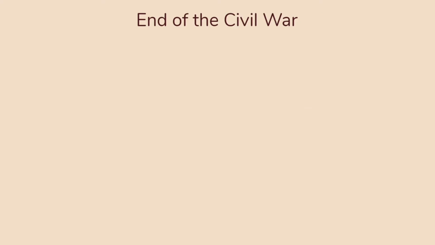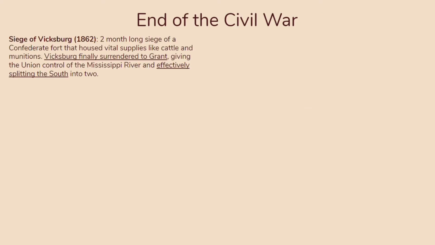Okay, so now let's talk a little bit more about the end of the Civil War. For one, you have the Siege of Vicksburg in 1862. This was a 2-month-long siege on a Confederate fort that housed vital supplies like cattle and munitions. Vicksburg finally surrendered to General Grant, giving the Union full control of the Mississippi River and effectively splitting the South into two.